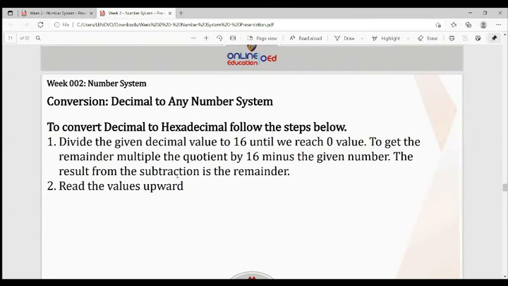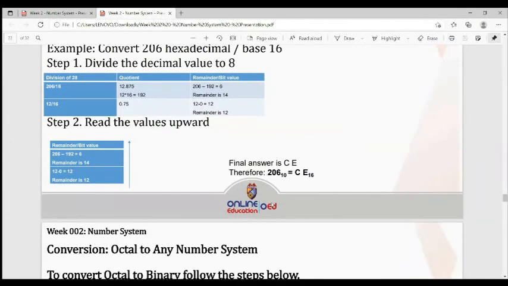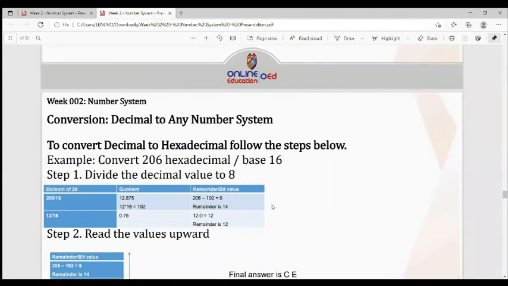To get the remainder, multiply the quotient by 16 minus the given number. Then the result from the subtraction is the remainder. Then read the values upwards. So it's still the same process. Ayan. So convert 206 base of 10 into hexadecimal, or the base of 16. Divide the decimal value by 16. So this is a correction ha. It should be 16. So 206 is divided by 16.